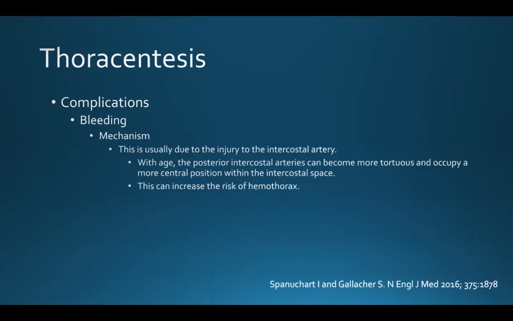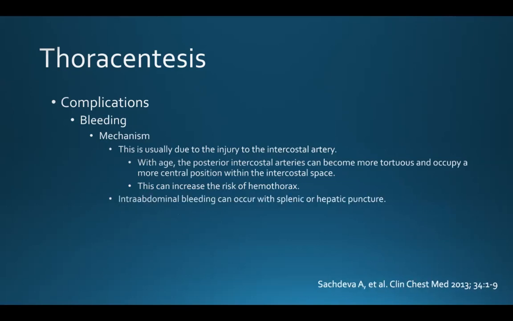Bleeding is another potential risk, and this is usually due to injury of the intercostal artery. Keep in mind, with age, the posterior intercostal arteries can become more tortuous and occupy a more central position within the intercostal space, and this can increase the risk of hemothorax and bleeding. Intra-abdominal bleeding can also occur with splenic or hepatic punctures, which is why I always think about that and always look for that.